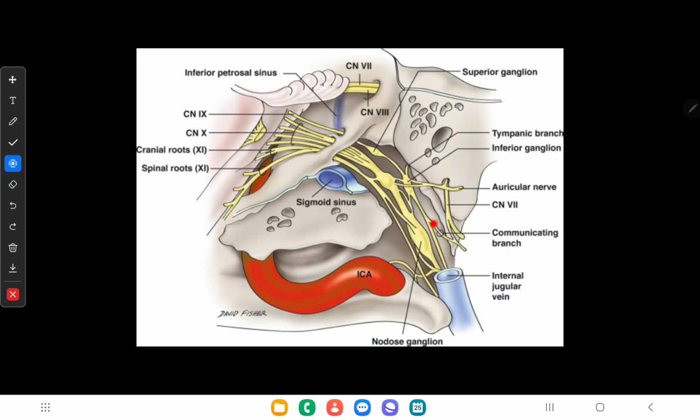Actually, this jugular foramen is divided into three parts. The anterior part gives passage to the inferior petrosal sinus. Here is the inferior petrosal sinus. The central part contains 9th, 10th, and 11th cranial nerves in that order from anterior to posterior. This side is the anterior and this side is the posterior. So, anterior to posterior, glossopharyngeal nerve, vagus nerve, and spinal accessory nerve. The posterior part contains the beginning of the internal jugular vein. Here is the internal jugular vein. So, the posterior part contains the beginning of the internal jugular vein.